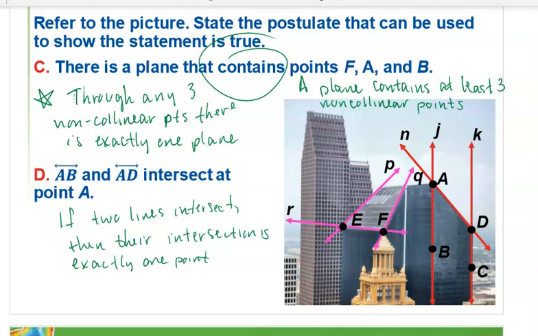So again, we come to the "contain" words. A plane contains at least 3 points. There is a plane that contains points F, A, and B. If you look, here's A, B, and F. Those are non-collinear. So we're not proving that there's a plane, we're proving that the plane contains those points. And then on D, A, B, and AD intersect at point A. If two lines intersect, then their intersection is exactly 1 point.